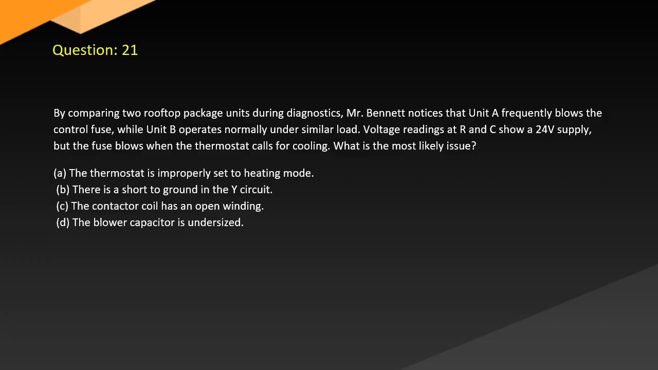Question 21. By comparing two rooftop package units during diagnostics, Mr. Bennett notices that Unit A frequently blows the control fuse while Unit B operates normally under similar load. Voltage readings at R and C show a 24V supply, but the fuse blows when the thermostat calls for cooling. What is the most likely issue? A. The thermostat is improperly set to heating mode. B. There is a short to ground in the Y circuit. C. The contactor coil has an open winding. D. The blower capacitor is undersized.